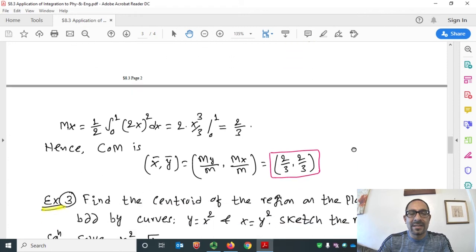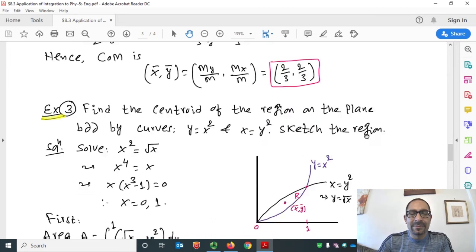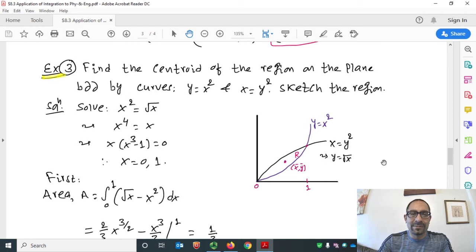And the center of mass is x bar, y bar equals My over M, comma, Mx over M. We know M equals 1, so it turns out to be 2/3, comma, 2/3. Awesome. Now let's move on. Example 3.